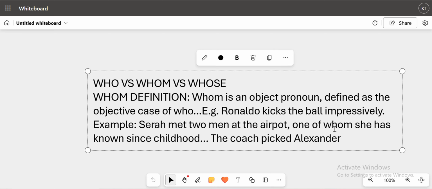Now, if you have an example like, dogs who usually wag their tails are friendly. Who usually wag their tails is the relative clause here, and it is actually talking more about the subject, which is dogs. That is how we can use who correctly.